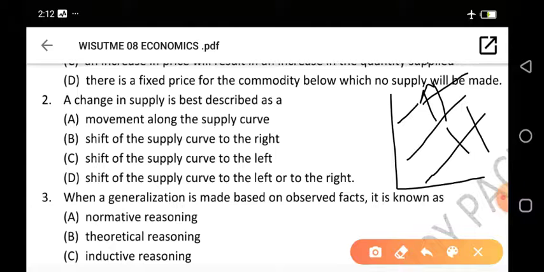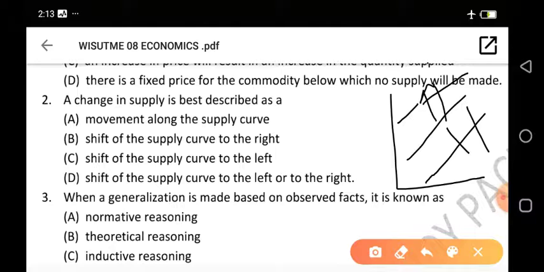So when we say a change in supply, we're talking about a shift in the supply curve either to the right or to the left. So for question 2, if you agree with me with this explanation, the answer is D.